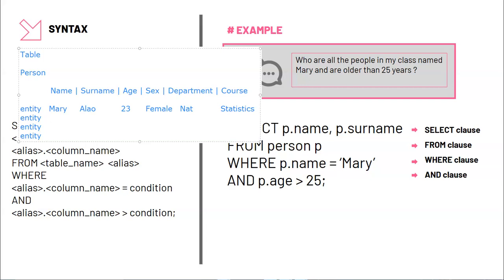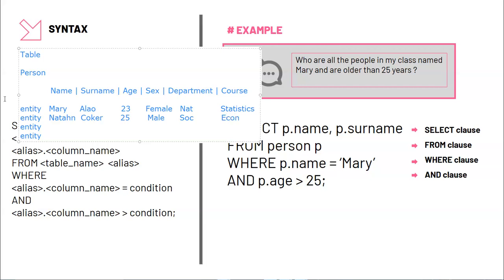And let's say we have Nathan here, and Nathan's surname is, let's say, Coca, and he's 25, and he's male, and he's in, let's say, social sciences, and he's studying something like economics.